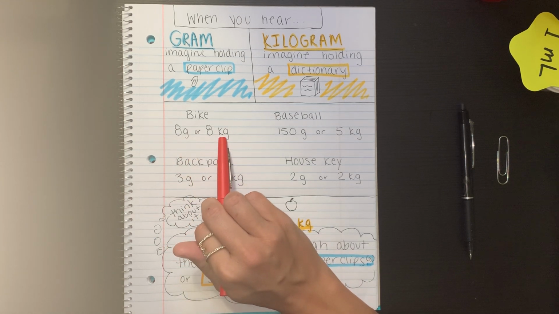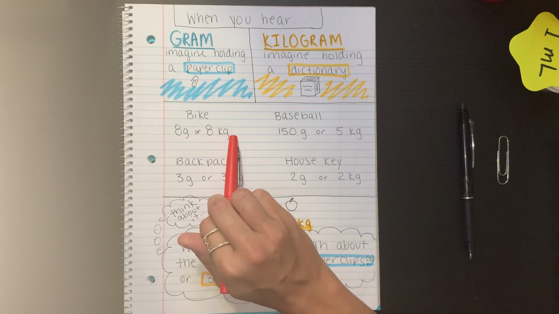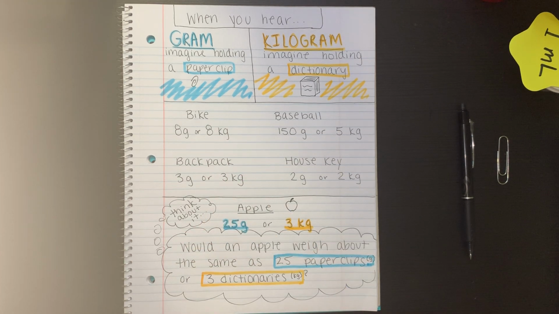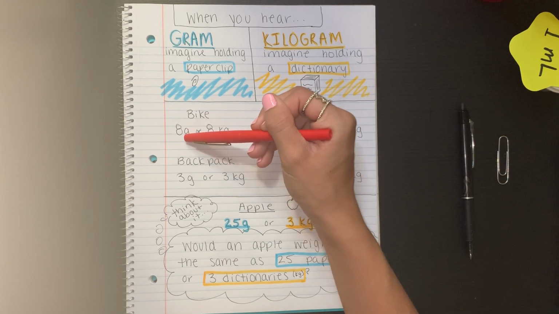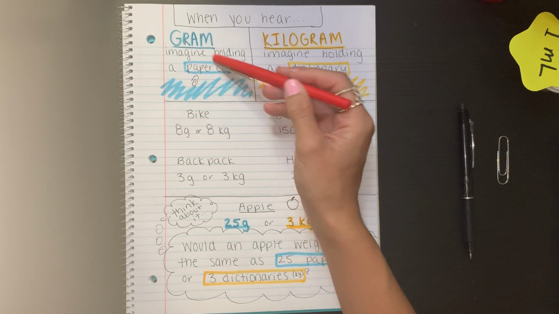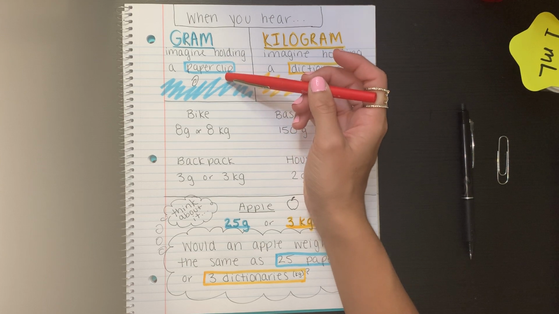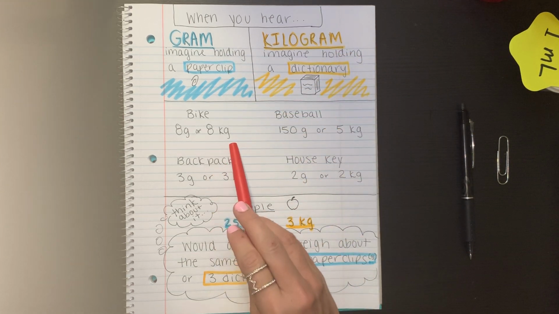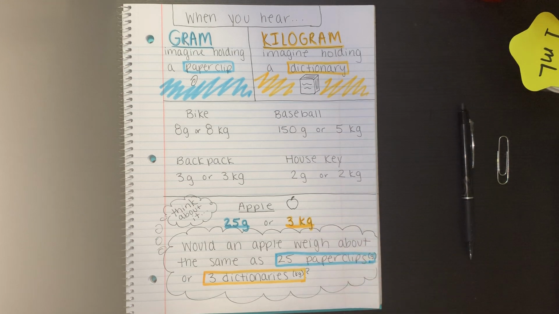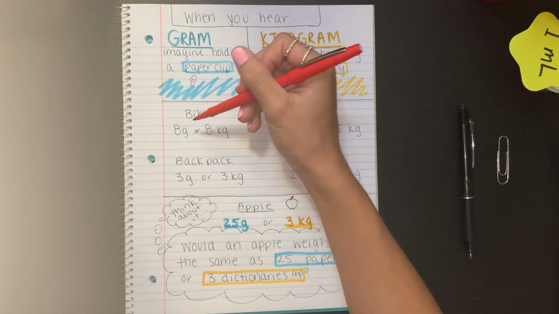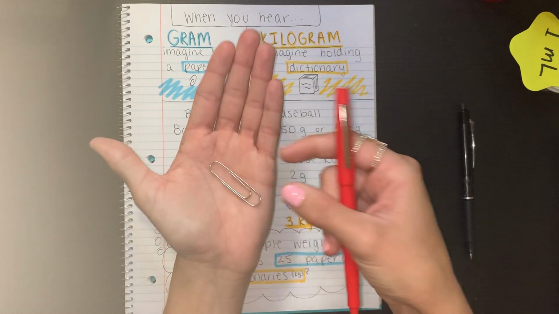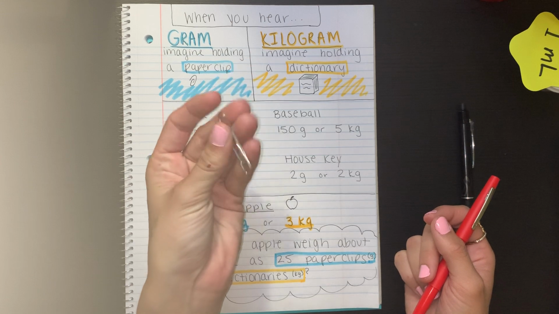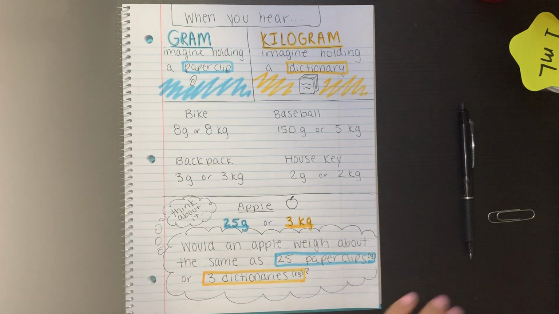And I know that a lowercase kg stands for kilogram. So now I'm gonna think, a bike. If I'm holding 8 grams, that would probably be equal to about 8 paper clips, or 8 kilograms, about 8 dictionaries. A bicycle, I'm thinking that 8 grams wouldn't be enough because 8 paper clips doesn't seem like enough mass to equal out to a bike.